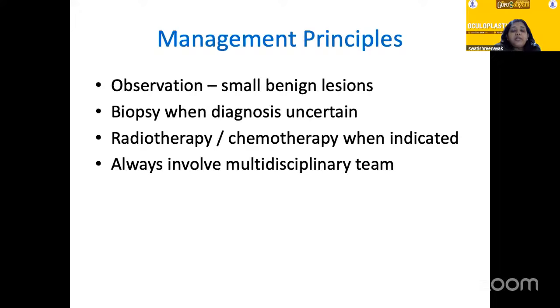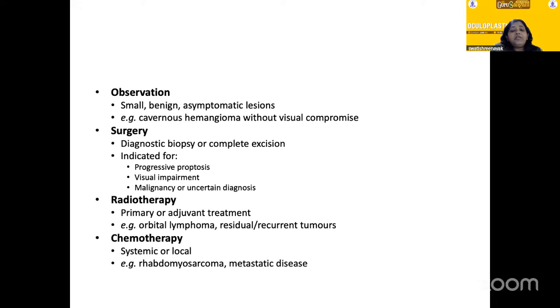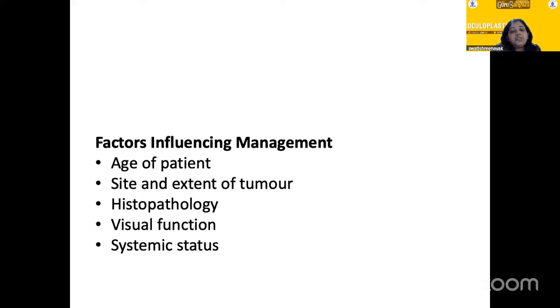Now coming to the principles of management of these tumors, broadly it can be observation for small benign lesions, biopsy when you have an uncertain diagnosis, radiotherapy or chemotherapy when indicated, and always involve a multidisciplinary team. Small benign asymptomatic lesions can be observed. We go ahead with surgery after diagnostic biopsy or complete excision, and it is indicated in cases of progressive proptosis, visual impairment, malignancy. Radiotherapy in cases of residual or recurrent tumors, and chemotherapy in cases of rhabdomyosarcoma and metastasis. Factors which influence management are the age of the patient, the site and extent of the tumor, the histopathology, the visual function, and the systemic status of the patient.